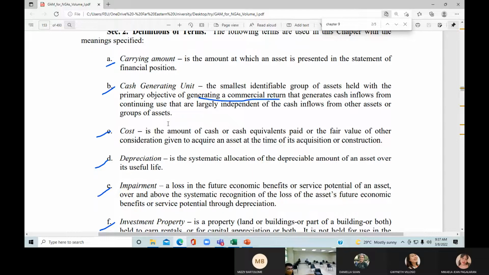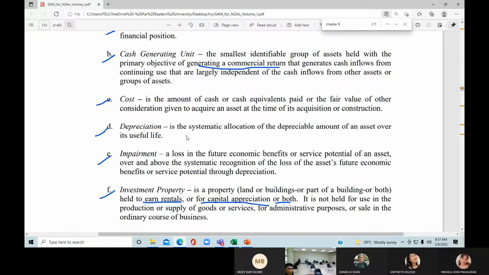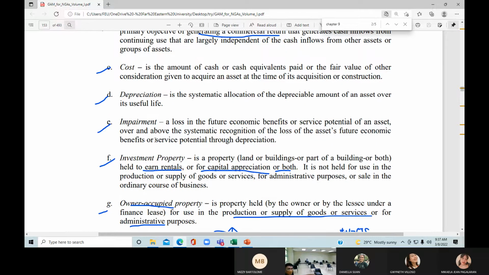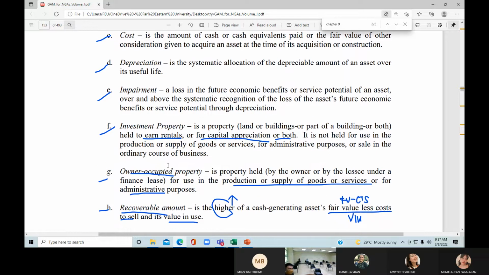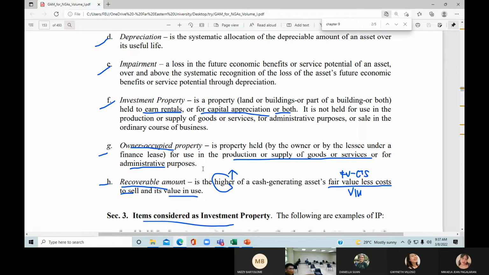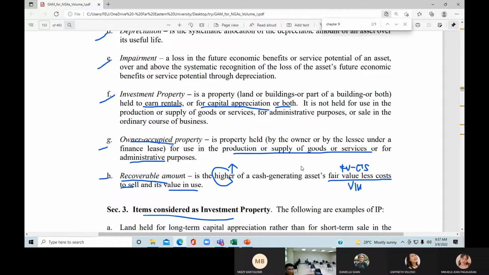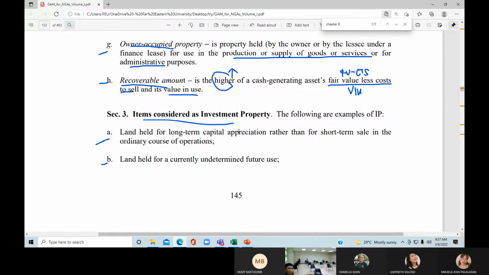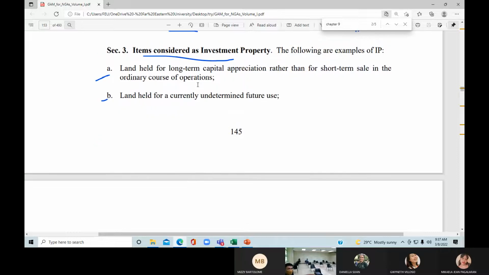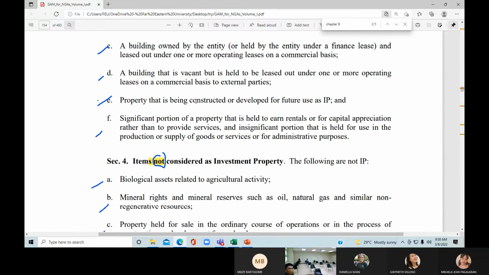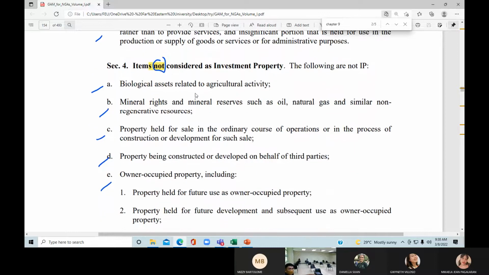assets. Cost, pinag-usapan na natin ilang beses na. Depreciation, impairment, investment property, ito owner-occupied property. Property held for use in the production or supply of goods or services. So, hindi nga siya investment property. Then, recoverable amount. Ayan, higher of fair value less cost to sell and value in use. Section 3, items considered as investment property. Nabanggit na natin sa PowerPoint. Pati itong mga not considered as investment property.